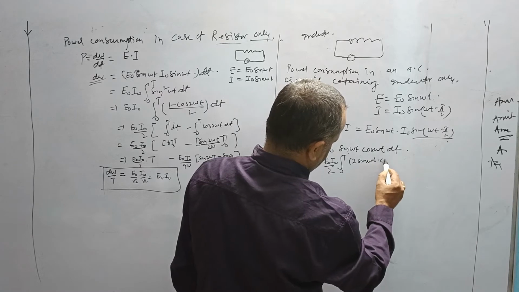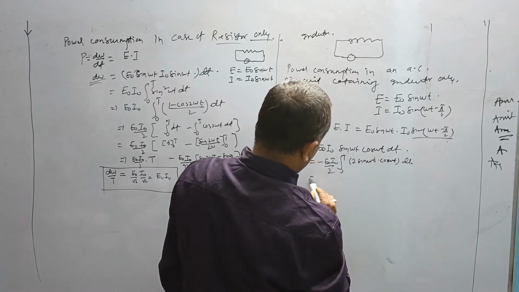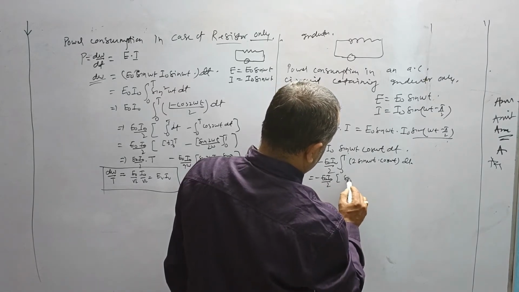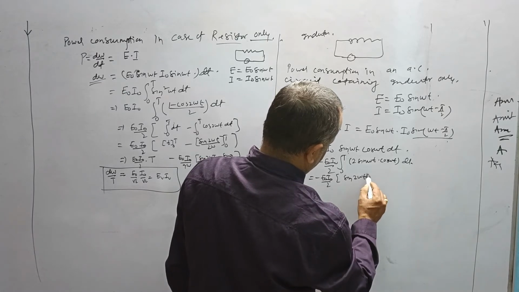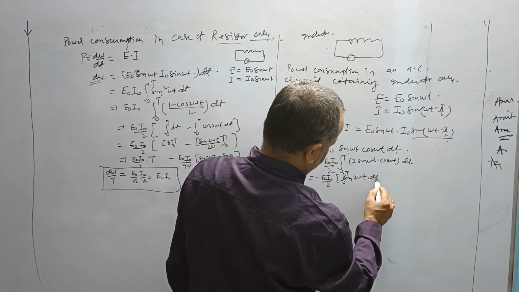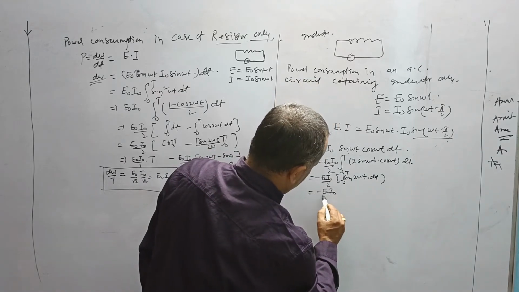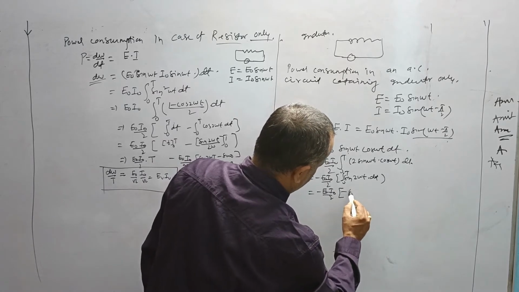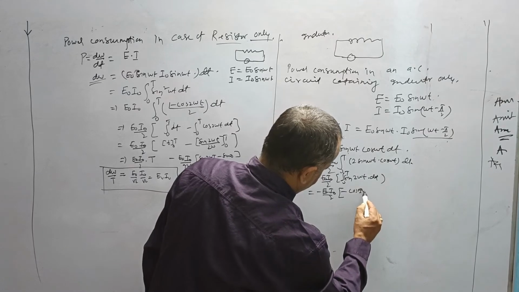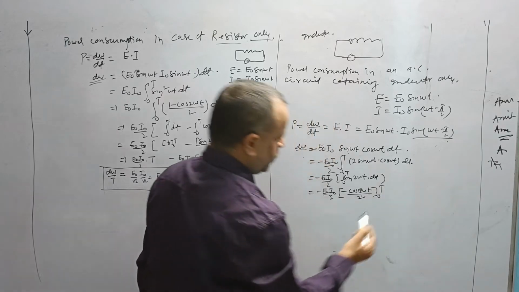In that case, it becomes easy. See, this 2 sin theta cos theta will become sin 2 omega t, and we need to integrate it still over here. This is E naught I naught upon 2. Integration of sin 2 omega t is what? Minus cos 2 omega t upon 2 omega. It goes from 0 to t.